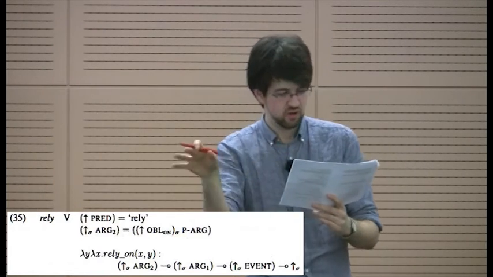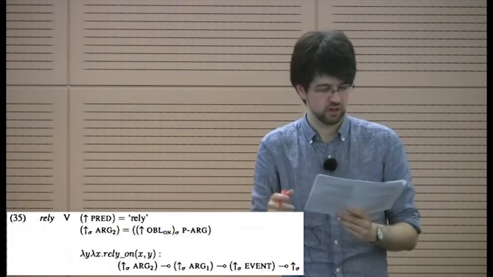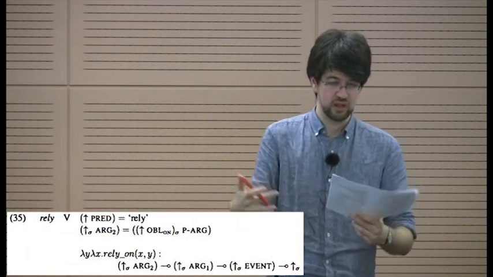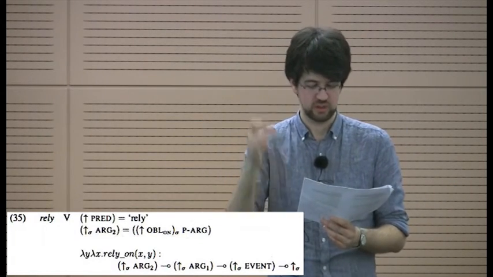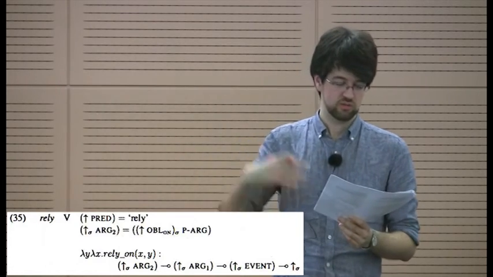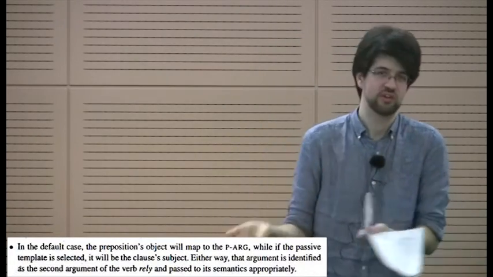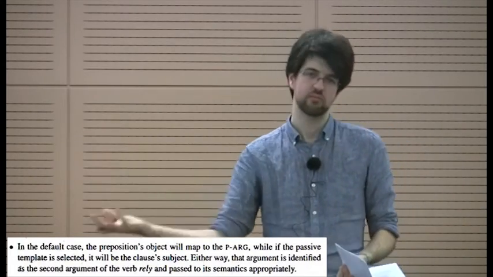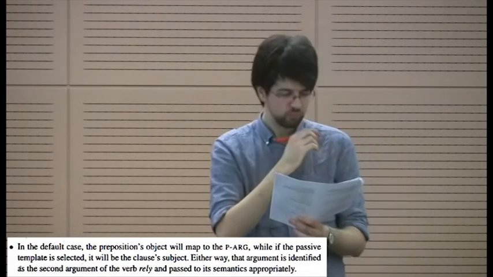The meaning is the bottom line, just like any other transitive verb, basically. It's just some predicate rely on. But the second line just equates its second argument with the internal argument of on, right? It just says, okay, well, there's some relation on, and that thing's internal argument is my arg two, right? Now, in the normal case, that will be the object of the preposition. And that's just how this normally works. It just passes the meaning from the preposition to the main predicate.